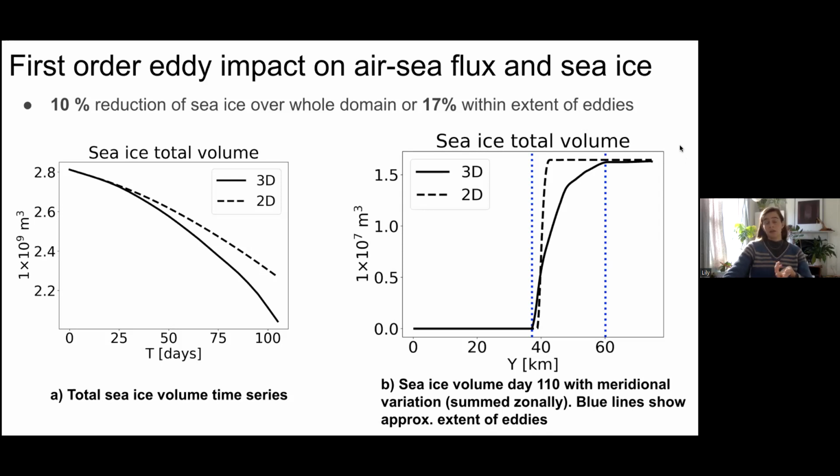So if we look just at, on the right here, the region in which the eddies extend to. So this is a zonal mean of the sea ice at the end of the simulation. So you can see here, this is where the eddies basically melted more ice. So if you only include that region, then it's a greater impact of 17%. So yeah, just to show those differences.